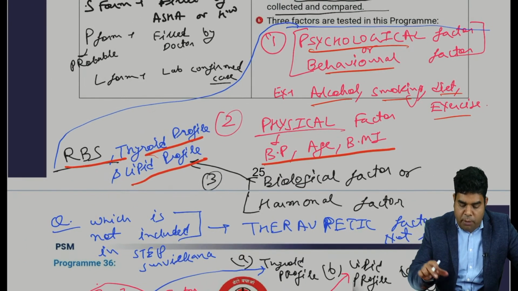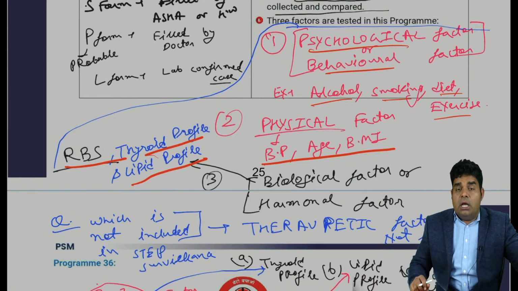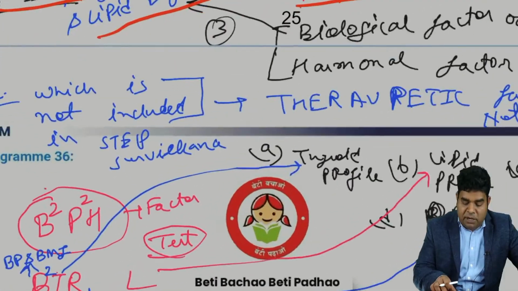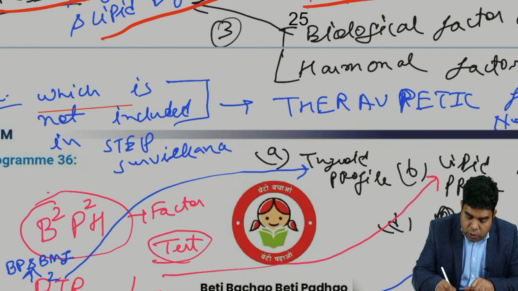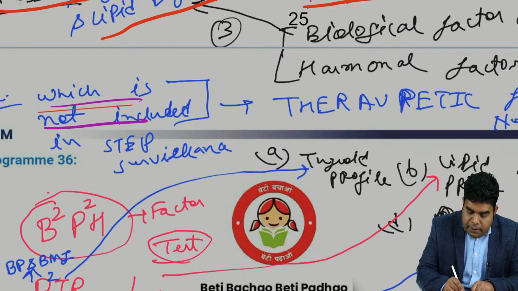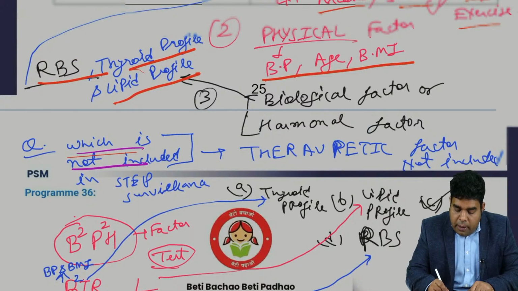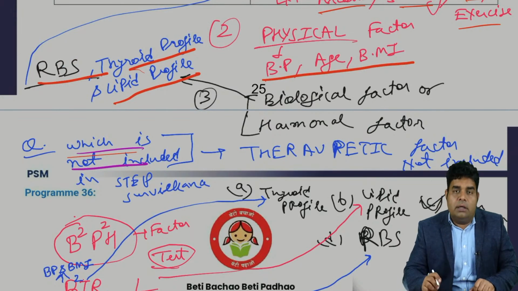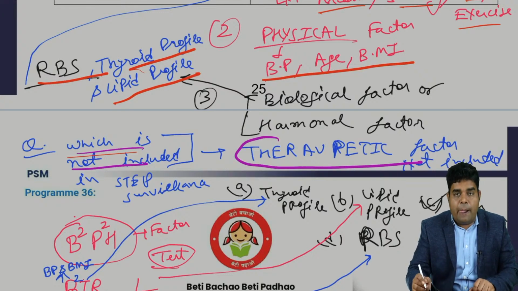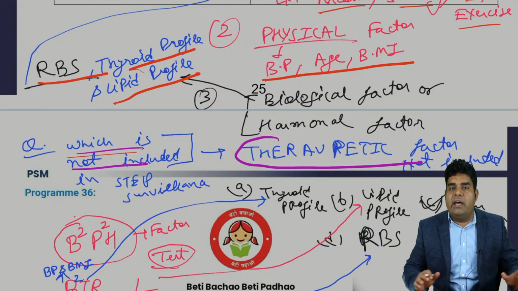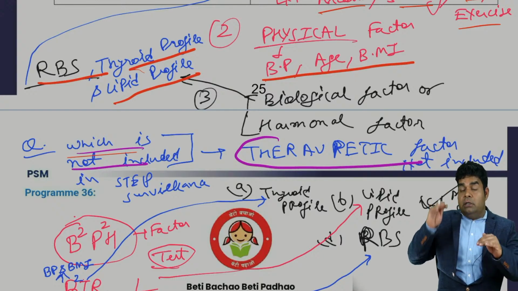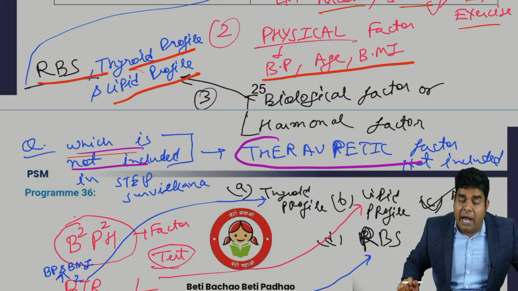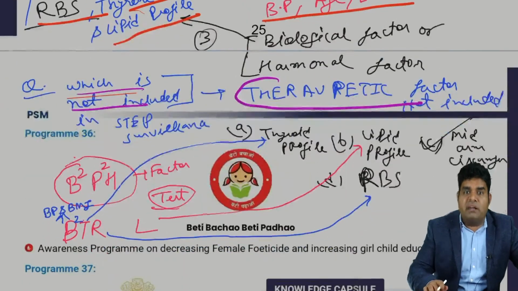The question they have asked from here is which factor is not included in STEPS surveillance. This was a NEET question, 19 or 20. So we include biological and behavioral; therapeutic is not included, because therapeutic is to start treatment, and we are not focusing on starting treatment here. We are just focusing on comparing which country has more high-risk people for diabetes and all. So the therapeutic factor is not included.